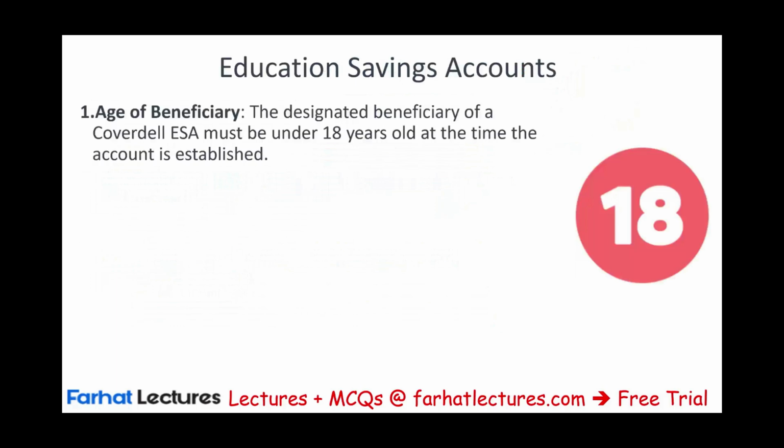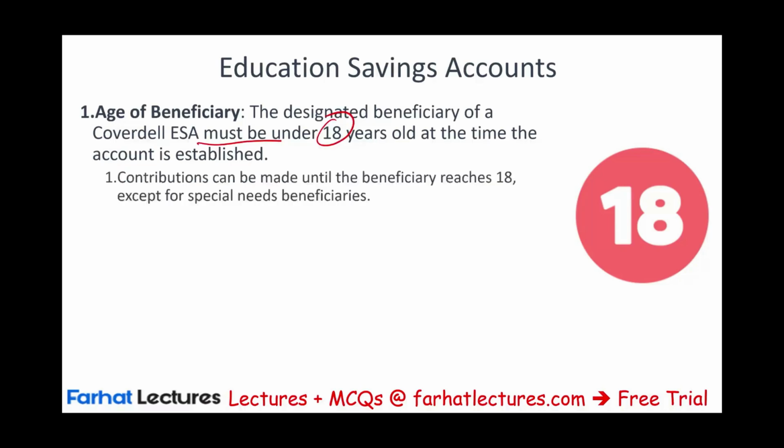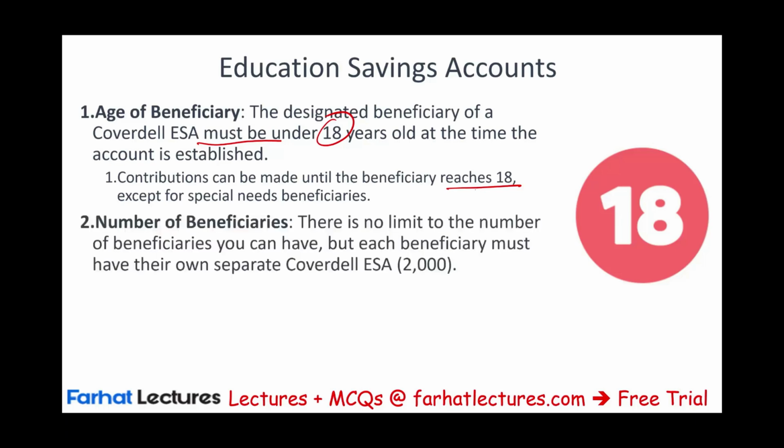Also, what you need to know, the designated beneficiary, the person that you open the account for, must be under the age of 18 when the account is established. And contributions can be made until the beneficiary reaches 18 unless there are special needs beneficiaries. Again, how many beneficiaries? There's no limit to the number of beneficiaries you can have, but each one of them must own their own separate account. And what's the limit in that account? $2,000. We could have many of those.